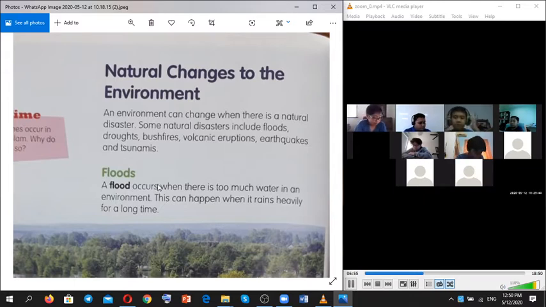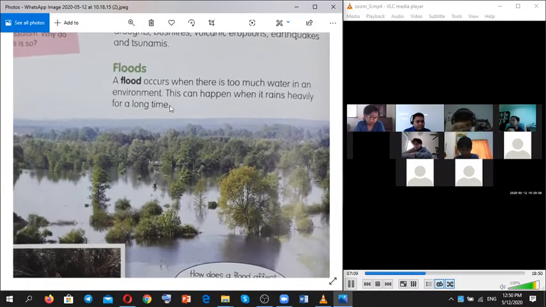Floods. A flood occurs when there is too much water in an environment. This can happen when it rains heavily for a long time. Okay, thank you, Afik.